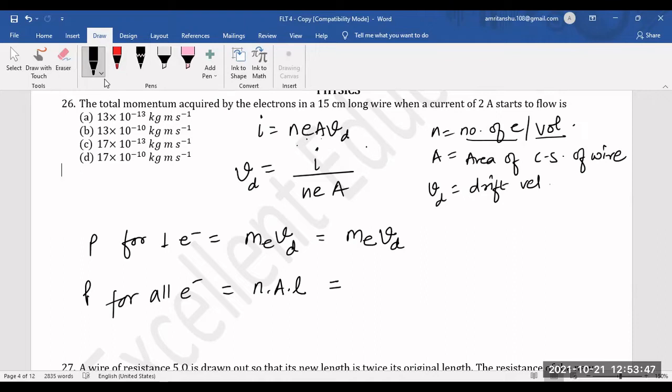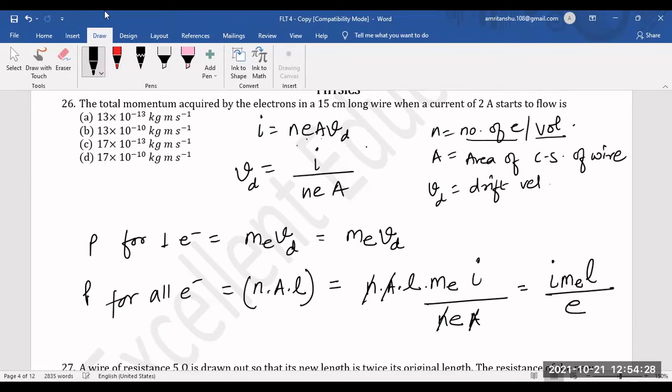A into L gives us NAL basically. So P for all electrons: NAL is the total number of electrons present. So it is going to be N into A into L, times the mass of one electron, times the drift velocity, which we can put from above, I over N E A. So N and A cancel with N and A, and the final expression comes out to be I L ME upon E.